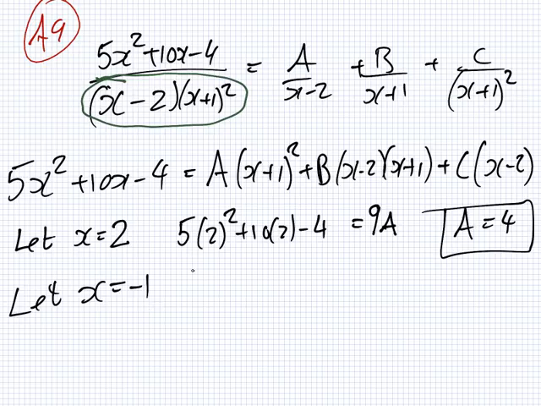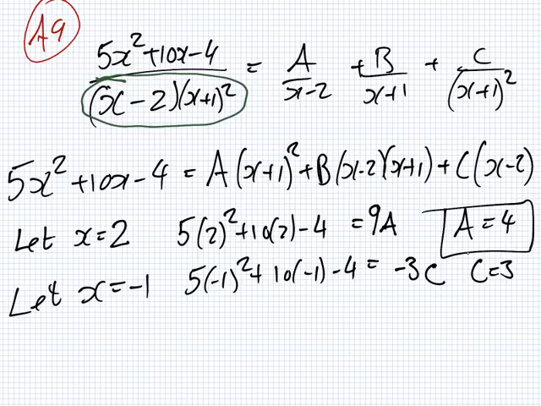So we get 5 times minus 1 squared plus 10 times minus 1 minus 4. That one will cancel, and you'll have here minus 3c. So that'll be 5 minus 10 is minus 5, minus 4 is minus 9, divided by minus 3 is 3. So c equals 3. And lastly, what should I do for x? X equals 0. Yeah, x equals 0.